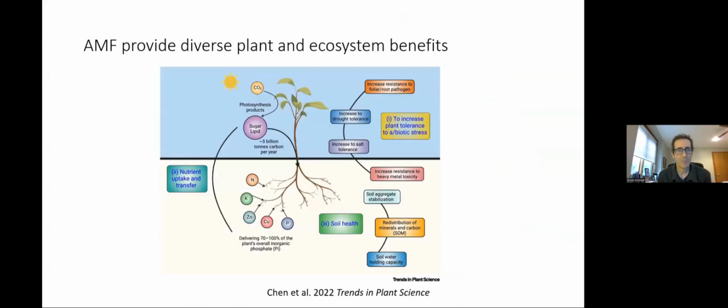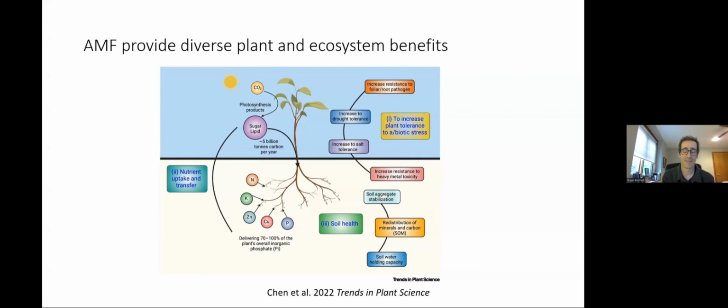So these organisms do provide pretty diverse plant and ecosystem benefits. Nutrient exchange is sort of the salient characteristic, particularly for nutrients that are less mobile in soil. So phosphorus is the big one. It's much more efficient for the plant to give carbon to the fungus, and for the fungus to grow its hyphae out in the soil looking for phosphorus and transporting it back to the plant root, than it is for the plant to build a root system and fully explore that space.